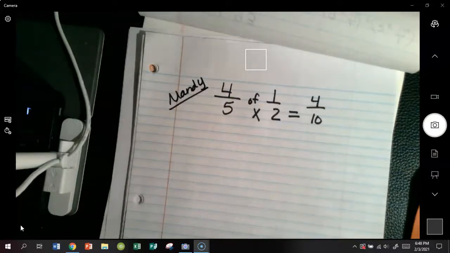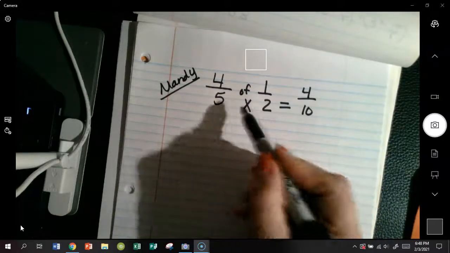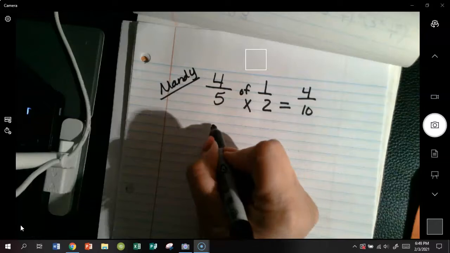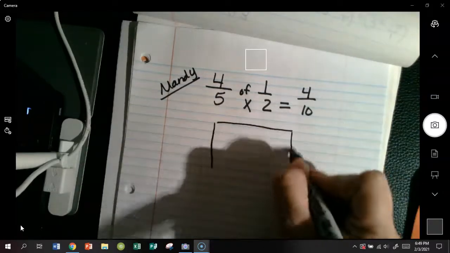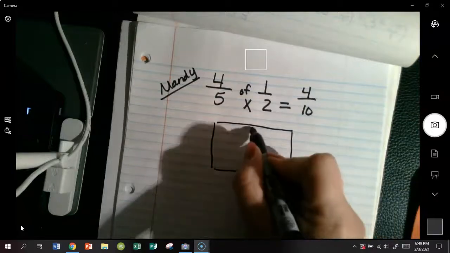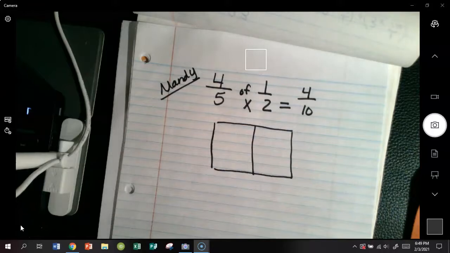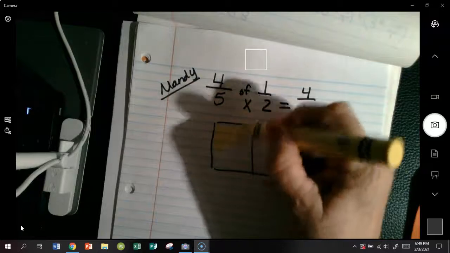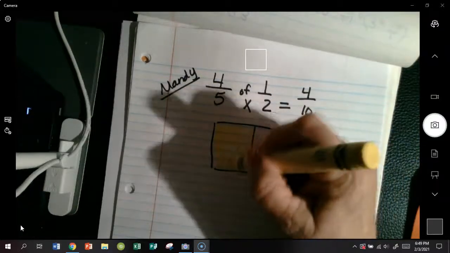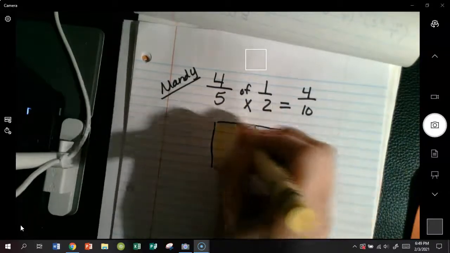And you were asked to draw a model of what Mandy did. This is what you've been working on in class. So I'm not a great artist, but I'm going to try to make my model to show 4/5 of 1/2. Since I'm working in fifths, I'm going to come down 1, 2, 3, 4, 5. And I'm going to look at putting it into halves. Now I'm going to take my jumbo crayon, which I love, and I'm going to represent the 1/2 by coloring it in yellow. So here is my 1/2.